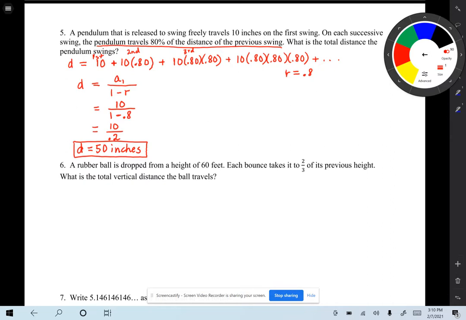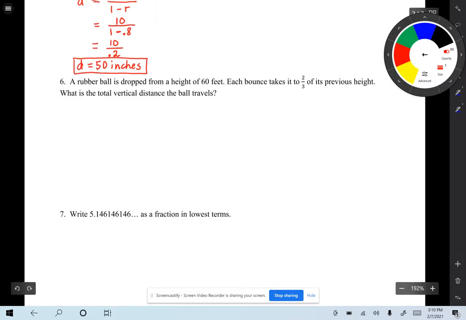Okay, and our last example, or actually we have two more. So in our next one, a rubber ball is dropped from a height of 60 feet. Each bounce takes it to 2/3 of its previous height. What is the total vertical distance the ball travels?